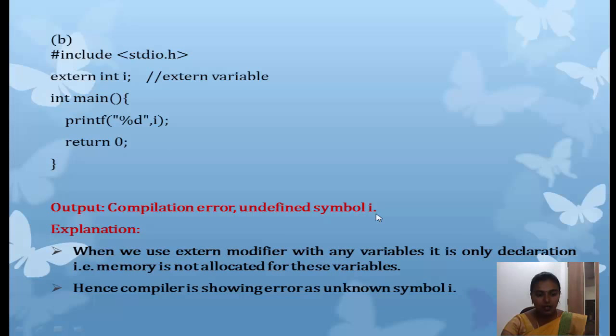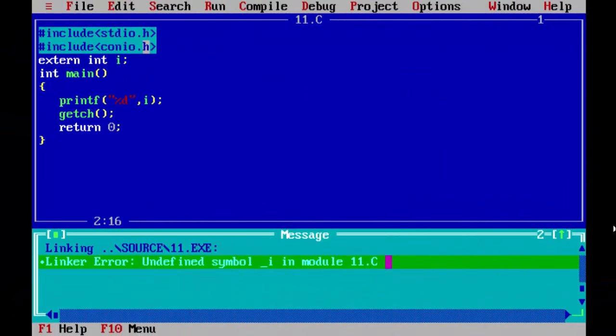When we use the extern modifier with any variable, it is only a declaration, that is, memory is not allocated for these variables. Hence, the compiler is showing the error as unknown symbol i. If this program is compiled, we'll get an error as undefined symbol i in the program.